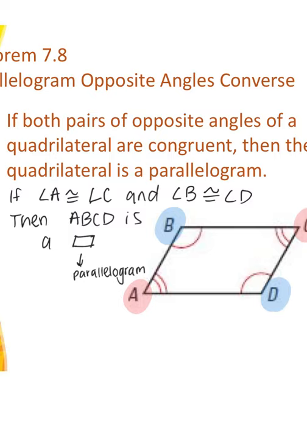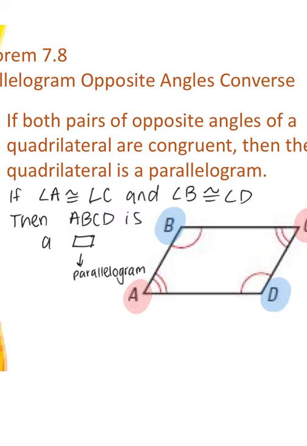So again, guys, I'm going to say this one more time. Before, our if was if it's a parallelogram, then we know all this information. We're doing the opposite now, okay? So if we have two pairs of congruent opposite angles, then we can conclude it's a parallelogram. If we have two pairs of congruent sides that are opposite each other, then we have a parallelogram. The then is now that it's a parallelogram. So we're doing the opposite. That's why it's called the converse.